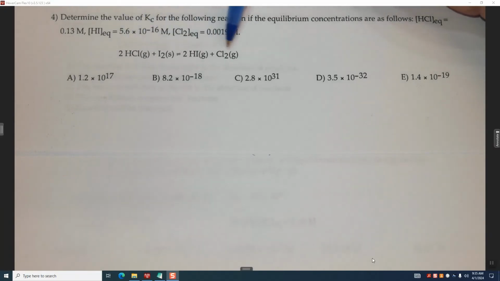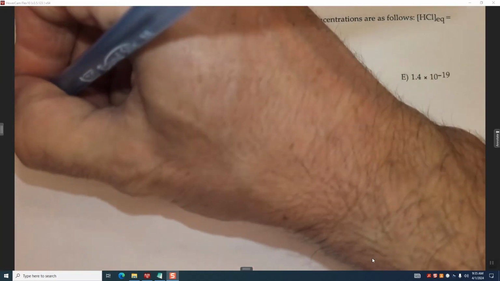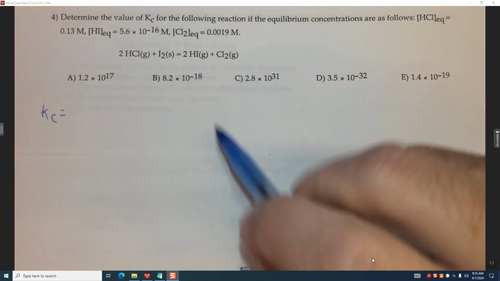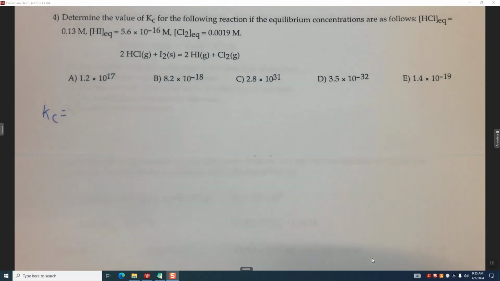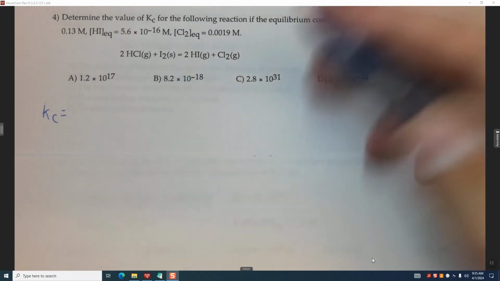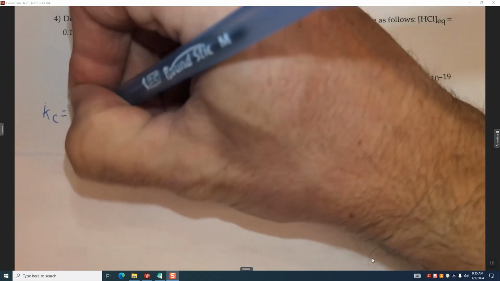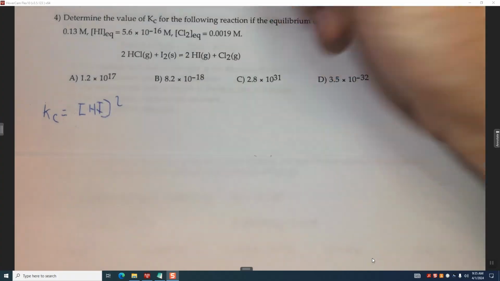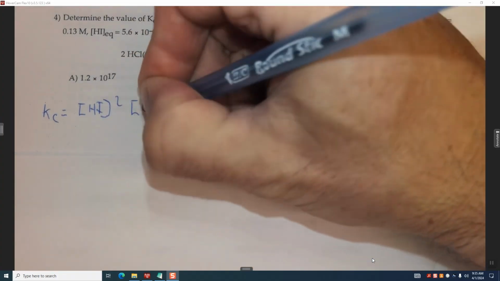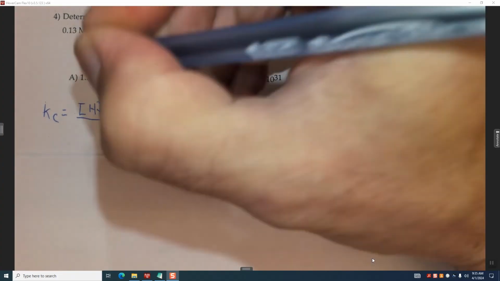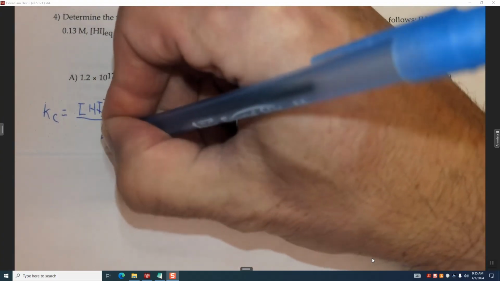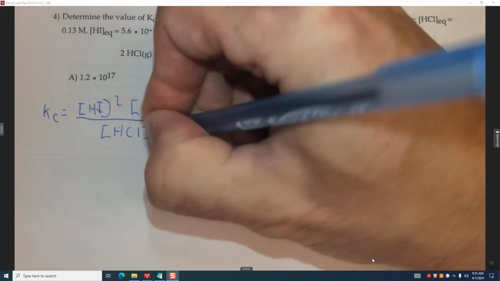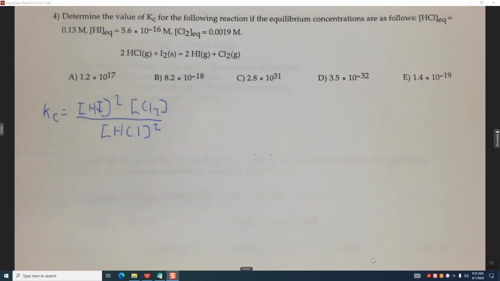Well, the first thing we do is we have the reaction here, so we want to write the Kc expression. Remember that in the Kc expression, we're only putting things that are gases or aqueous, so in this case we're going to leave out iodine. So it's going to be products over reactants: the concentration of HI squared times the concentration of Cl2 divided by the concentration of HCl squared.